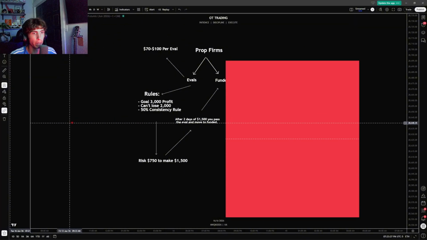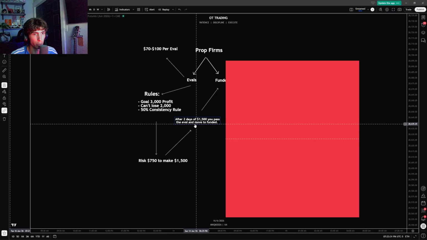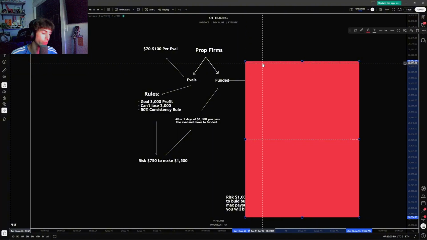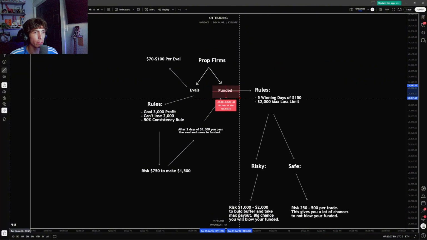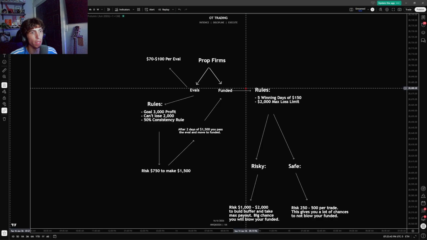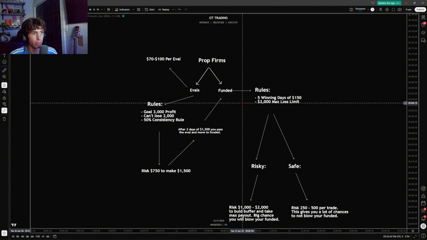After you pass your evaluations, after the 2 days of $1,500, you pass the eval and you move to funded. What do I mean by that? Now you're in the funded stage, and this is where it gets real. Typically people go on their funded and blow it the next day, but I'm going to go over how you can trade, and there are different ways to trade your funded.